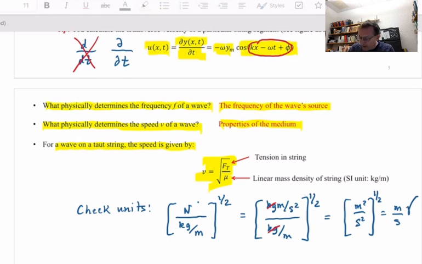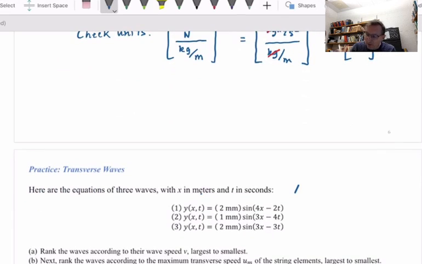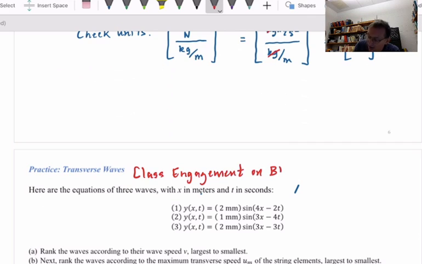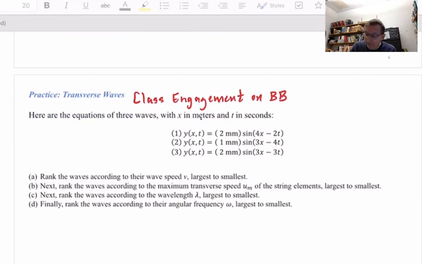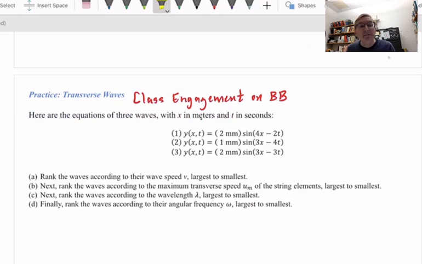Okay, so the last thing I'm going to say is I just want to share with you that I have a little class engagement exercise that you are to answer on Blackboard. Just a couple of questions about some transverse traveling waves. We are given the equations of 3 waves, 1, 2, and 3, the wave functions, y of x and t, where the x is in meters and the t is in seconds. You can see those wave functions on the right. And then just some questions based on those wave functions.